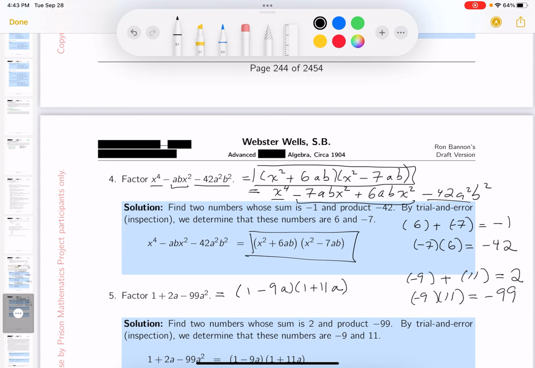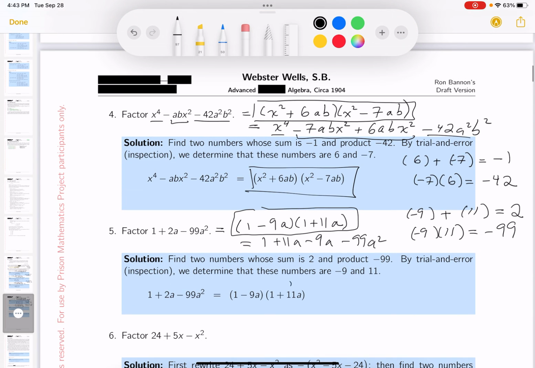And I got to be careful with this. I got to multiply it out now, right? So 1 times 1 is 1. Then I get 11a minus 9a minus 99a squared. Do we get what we expected? Yeah, we do. 11 minus 9 is 2a. And the first term and last term work beautifully. And it really does. All right, let's look at the key. And the key's right over here. All right, let's keep moving.